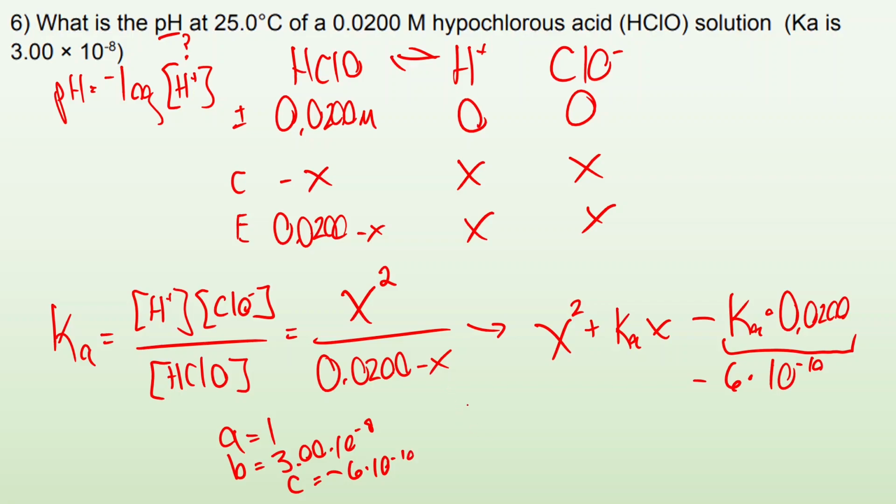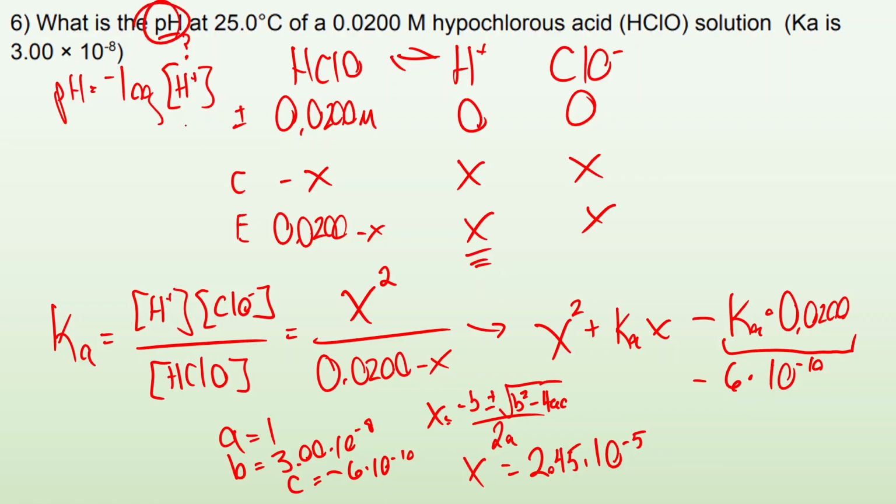So I use that quadratic, the whole, X equals negative B plus or minus the square root of B squared minus 4AC all over 2A. And I get X equals 2.45 times 10 to the minus 5. Now that is my X. I'm not done yet because the question is asking for pH. I just solved for H plus. So now I got to plug it in.